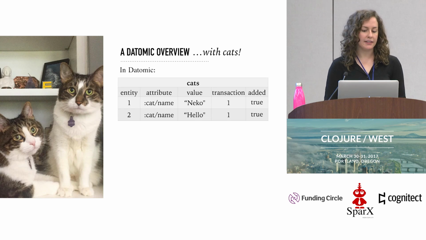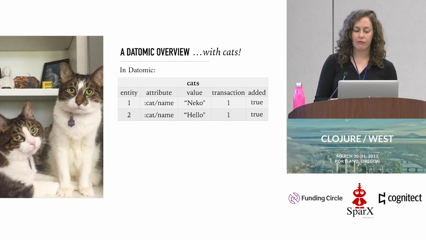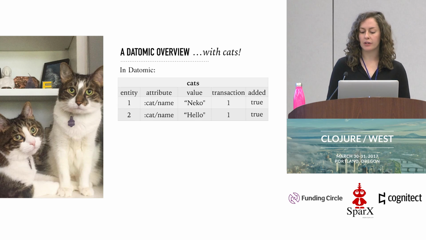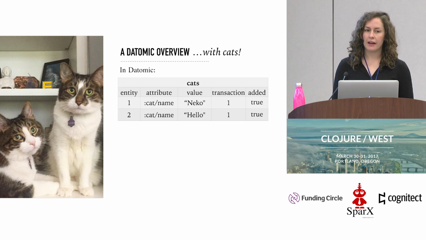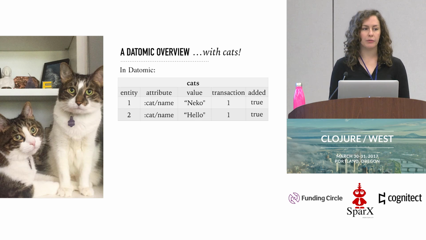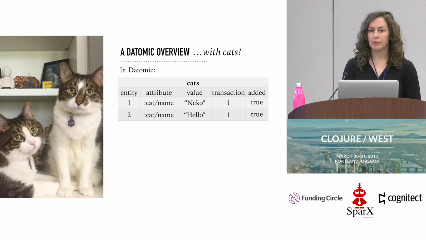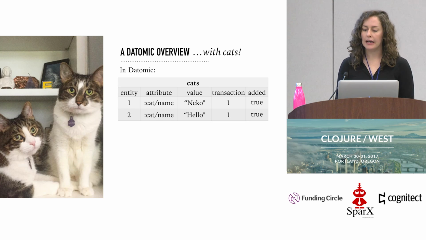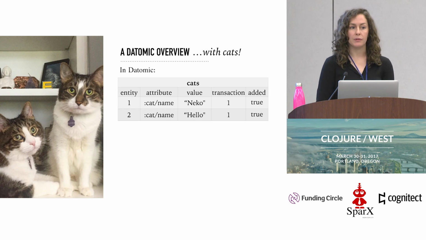Since it's always additive, I'm always going to be adding new facts to the database about my cats, never replacing the old ones. All data in Datomic is stored in what is called a datum, which is a 5-tuple that includes an entity, which represents something in the database. Here it's indicated by the entity ID, an attribute of that entity, the attribute's value, and then the transaction number when this datum or fact was added to the system. And then the last column is the operation, whether it was added or not.